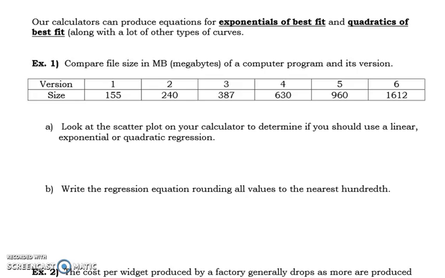Okay, now let's take a look at some examples. In our calculator, we're going to use regressions just like we do linear regressions, except this time we're going to do exponentials of best fit or quadratics of best fit. In the first example, we're going to compare the file size in megabytes of a computer program and its version. In the first version, there was 155 megabytes, in the second version, 240 megabytes, the third version, 387, and so on and so forth.